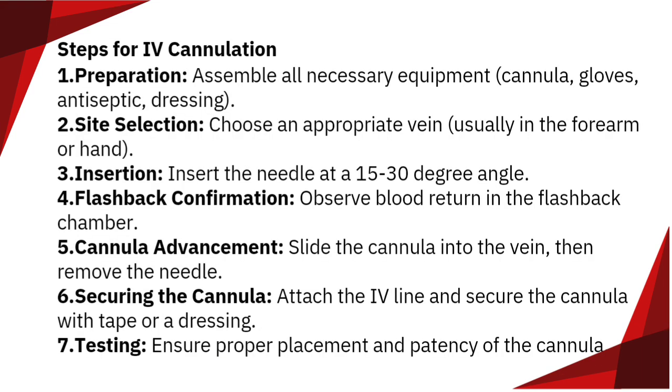Steps for IV cannulation. Preparation. Assemble all necessary equipment: cannula, gloves, antiseptic, dressing. Site selection. Choose an appropriate vein, usually in the forearm or hand. Insertion. Insert the needle at a 15 to 30 degree angle.